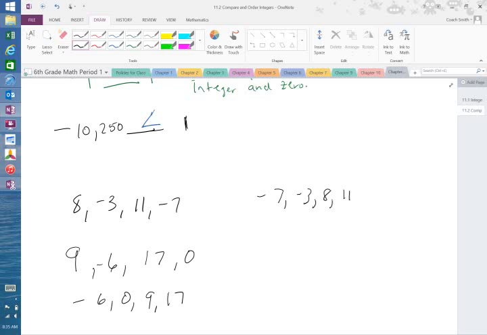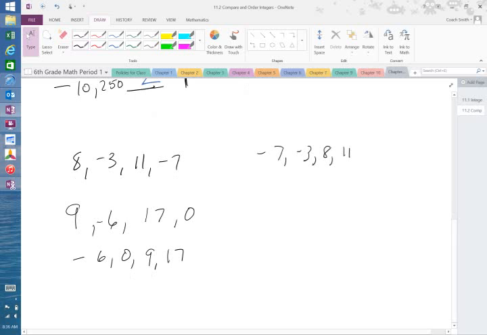Now, let's look at comparing. Let's see here. See if I can find one that might stump you. Let's compare these two numbers: -92 and -102. Remember, the further left of 0, the further the number is from 0, the smaller it becomes.